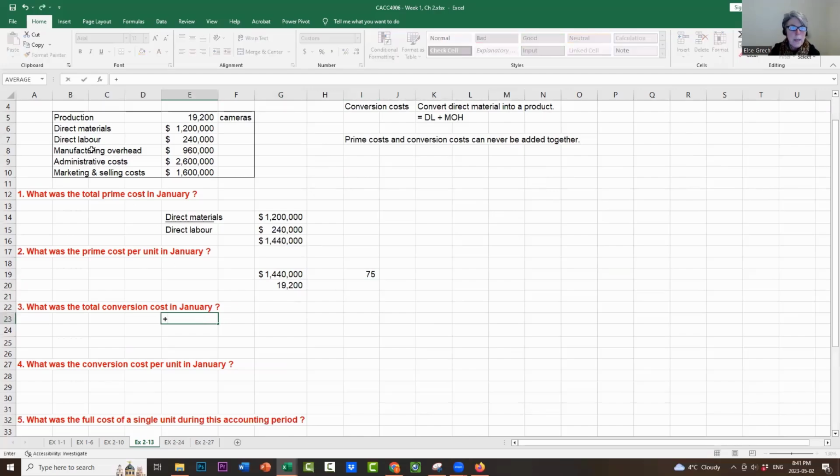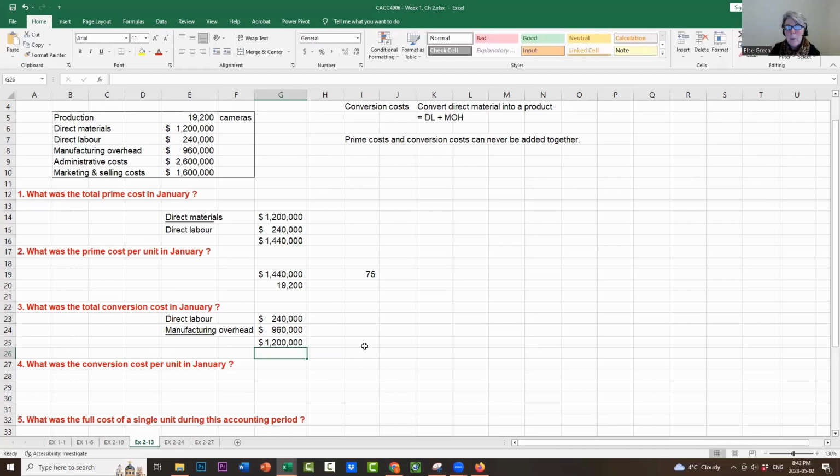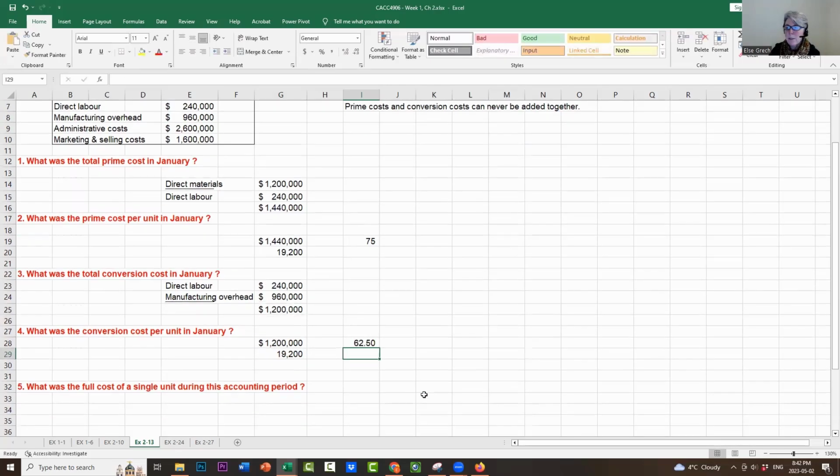What are the total conversion costs? Well, we're going to take the direct labor and the manufacturing overhead. And again, we're going to add them together. And we've got 1.2 million. What's the conversion cost per unit? We're going to take the units again and divide it. And we got 62.50.